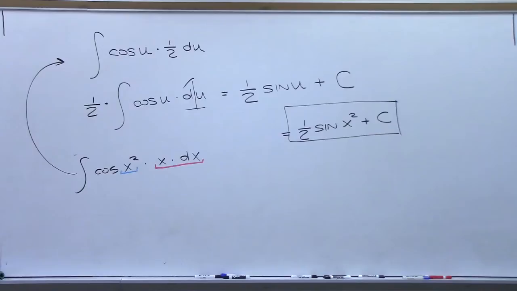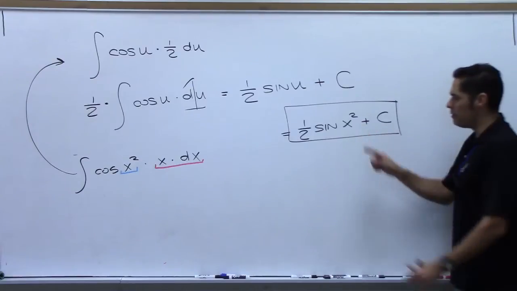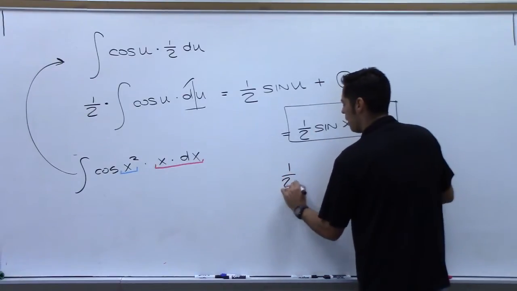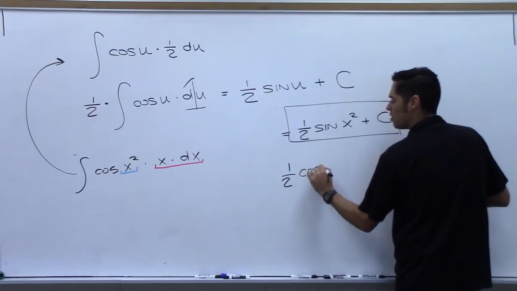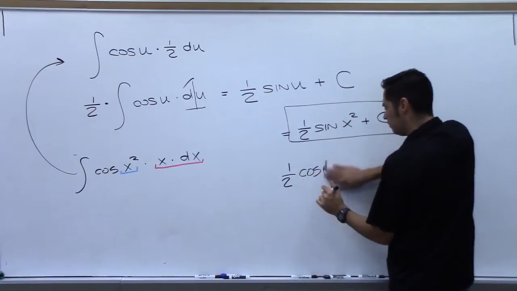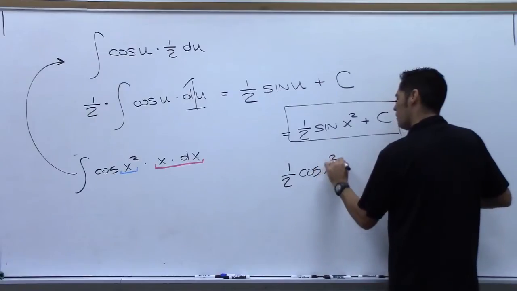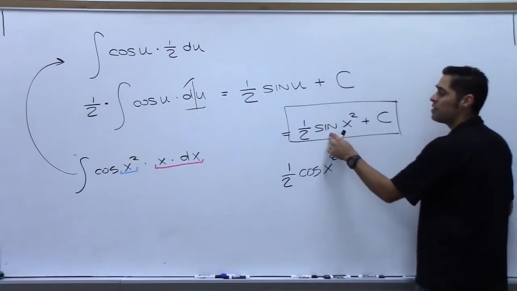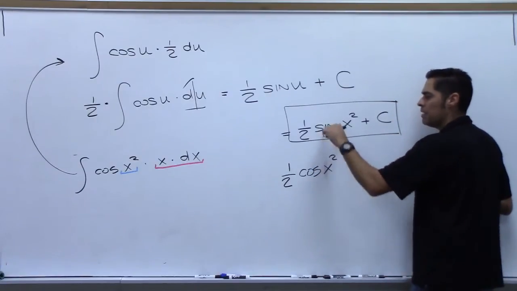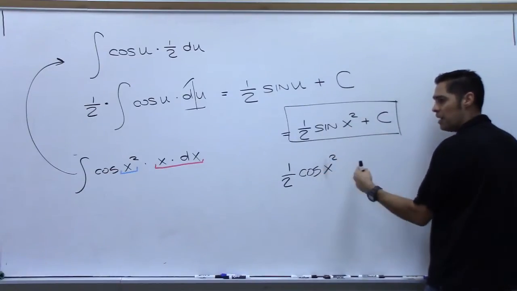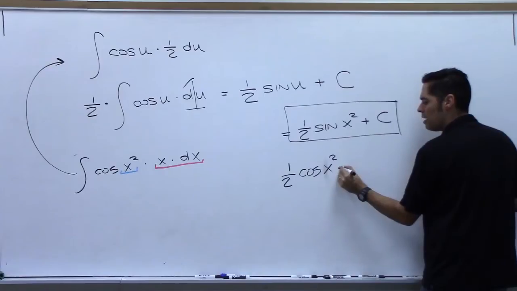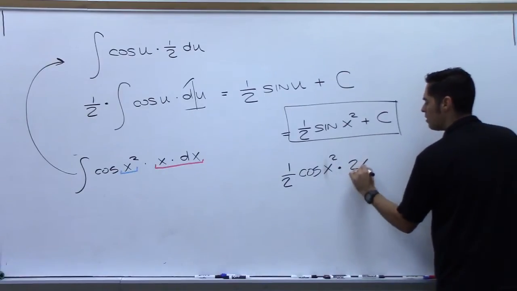How could you check it? Take the derivative. So you want to take the derivative real quick? Okay, take the derivative of this. The 1/2 stays there. What's the derivative of sine of something? Cosine of that something, right? Derivative of sine is cosine. So derivative of sine of something is cosine of something, but then chain rule, take the derivative of what's inside. So times the derivative of what's inside, which is 2x, right?